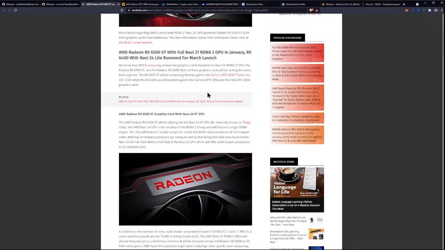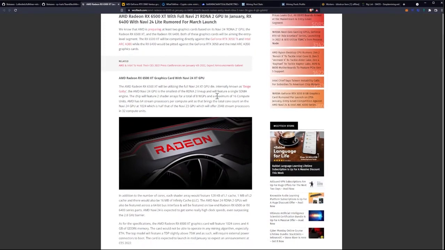We know that AMD is preparing at least 2 graphics cards based on its Navi 24 RDNA 2 GPU, the Radeon RX 6500 XT and the Radeon RX 6400. Both of these graphics cards will be aiming for the entry level segment. The RX 6500 XT will be competing directly against the RTX 3050 Ti and Intel Arc A380. Now, we've talked about both of those GPUs in last week's show, so make sure that you go check those out if you want more information on those specific GPUs. AMD RX 6500 XT graphics card with Navi 24.